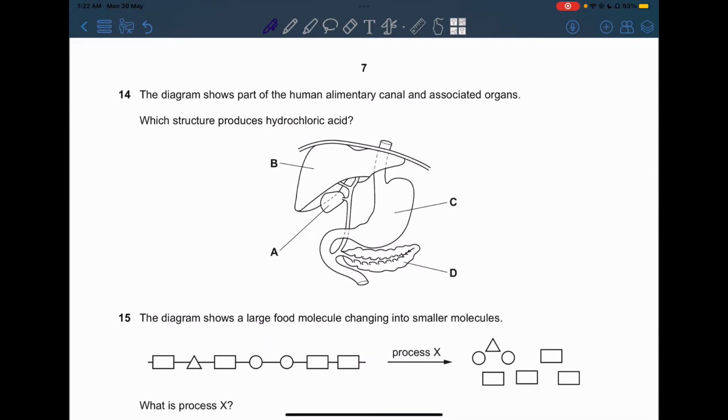Number 14, the diagram shows part of the human alimentary canal and associated organs. Which structure produces hydrochloric acid? Now we know that hydrochloric acid is actually situated in the stomach, so we're going to be choosing that.